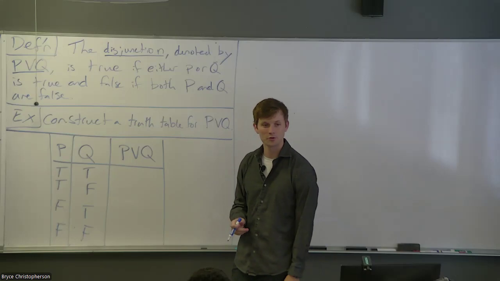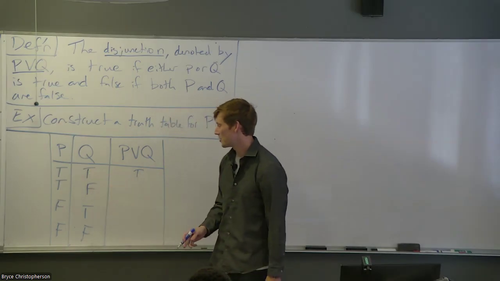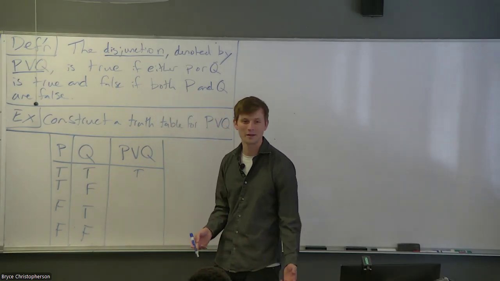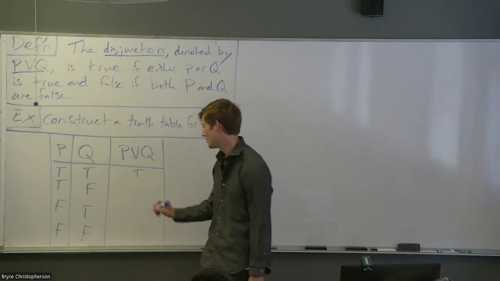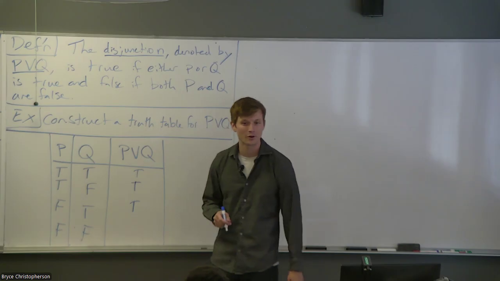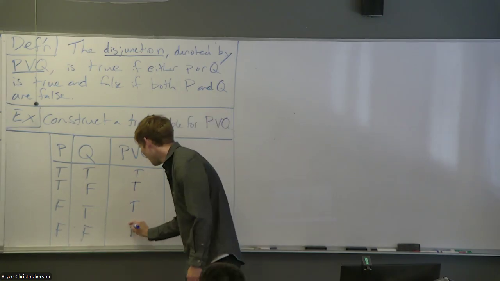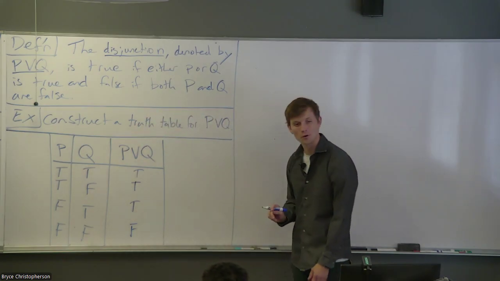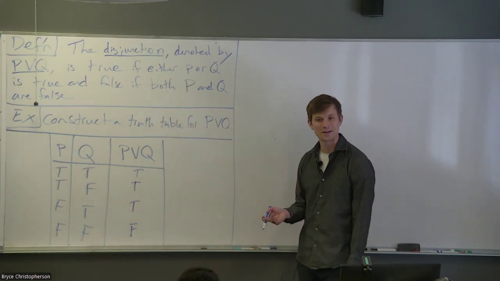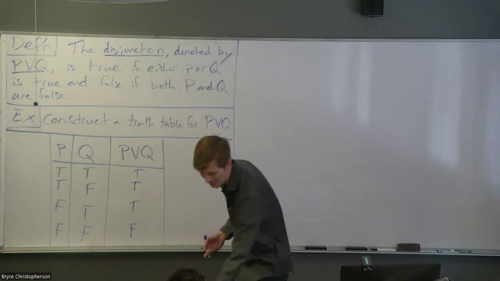So if P and Q are both true, is P or Q true? Yes, obviously. And if P is true and Q is false, well, at least one of them is true, so it's still true. Same reasoning for the next one, true. And the only situation where it's false is if both of them are false, right? Okay, cool. So disjunction, not too crazy, right? Ands, ors, basic English, everyone's cool with this.